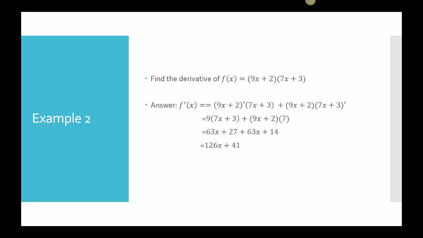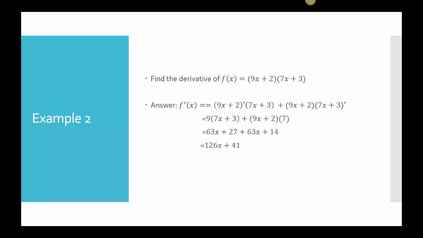So let's take this function f of x is 9x plus 2 times 7x plus 3. Reality is you could multiply this out, right? You could do FOIL and get a different answer, but we're not going to do that. I want you to see how the product rule works. So notice here, when I go to do the derivative, I'm telling you what I'm going to do. So this is my plan of attack. I'm going to take the derivative of 9x plus 2. I'm going to leave 7x plus 3 alone. Then I'll add to that 9x plus 2 times the derivative of 7x plus 3.